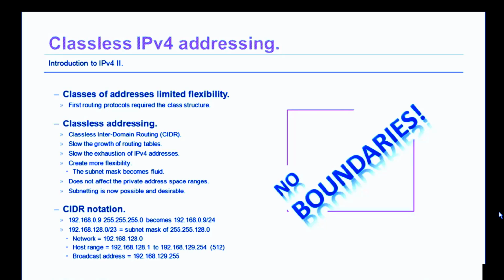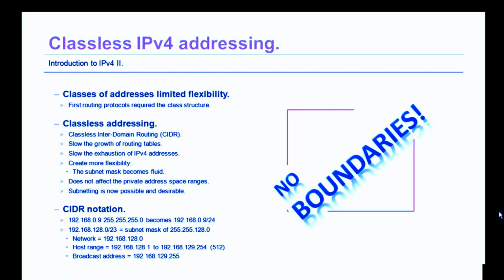The subnet mask becomes fluid. It's not rigid with CIDR addressing. It does not affect the private address space ranges, though. Even though the subnet mask is now fluid, you still only have those range of addresses available. And with the introduction of classless addressing, subnetting is now possible and it's highly desirable. So let's take a look at how CIDR notation works.